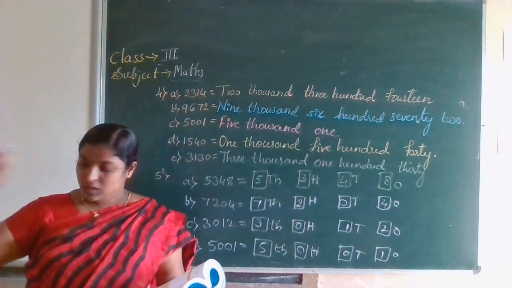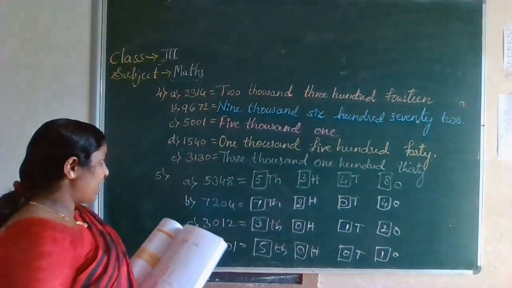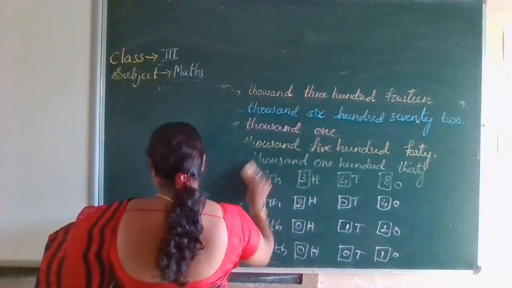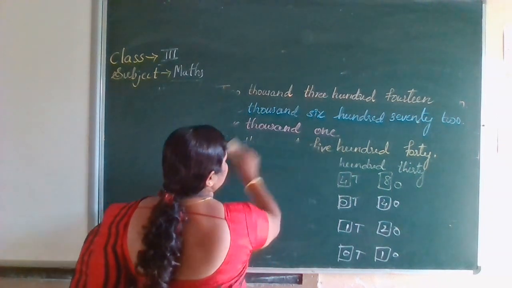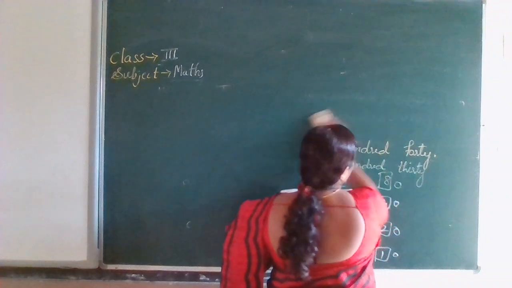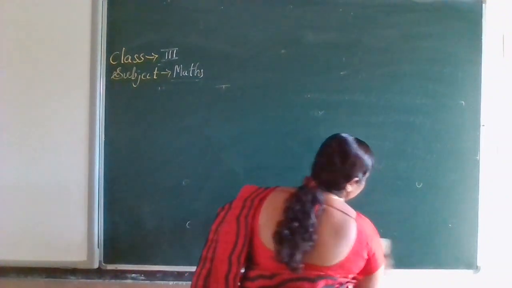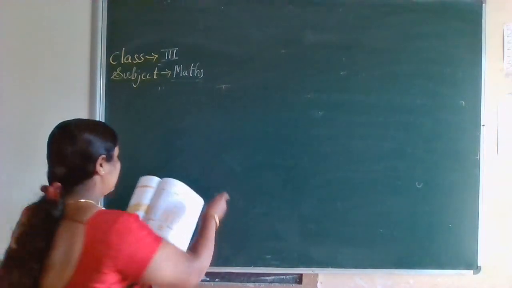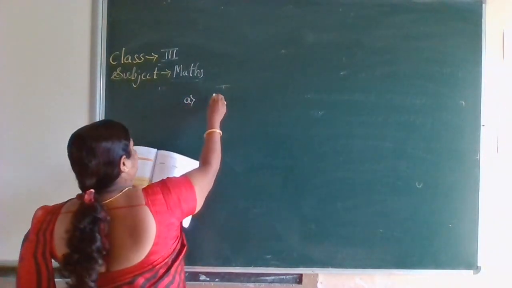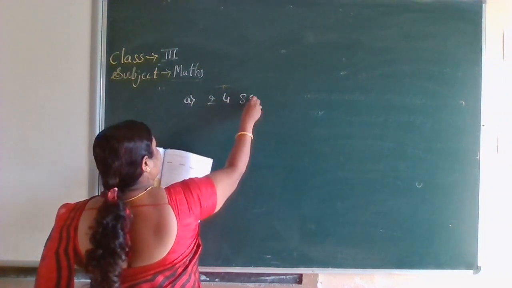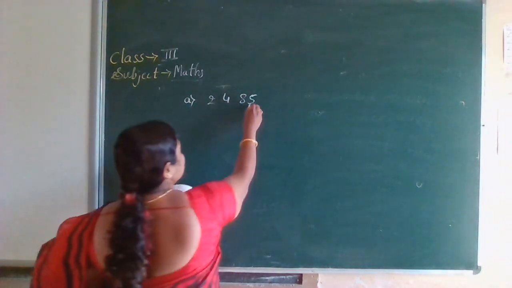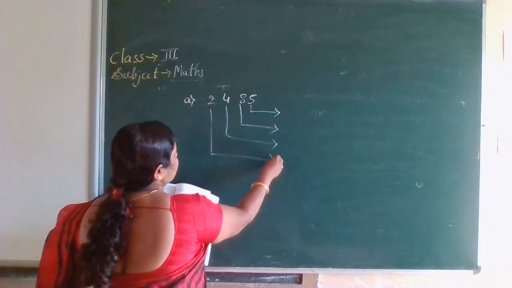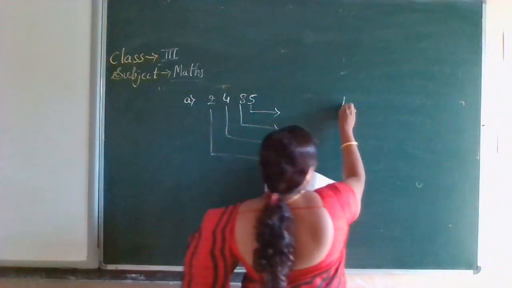Next, sixth question. Write the place value of given. Write the place value of each digit in the box. Next, A: 2,485. What we have to do is we should write the place value. You are very perfect on this. Okay, B.